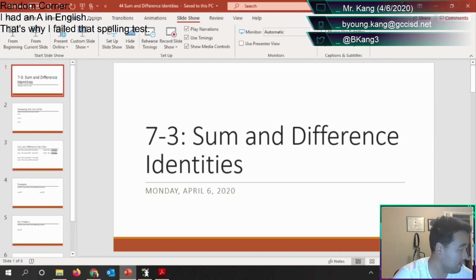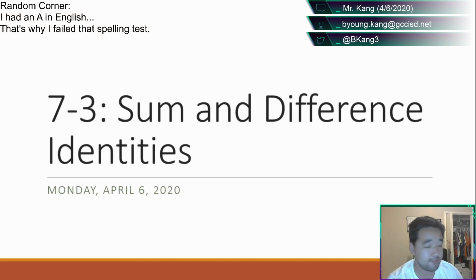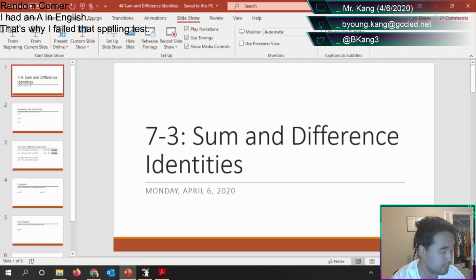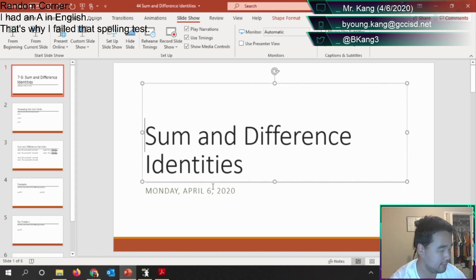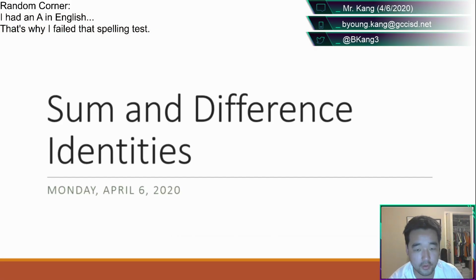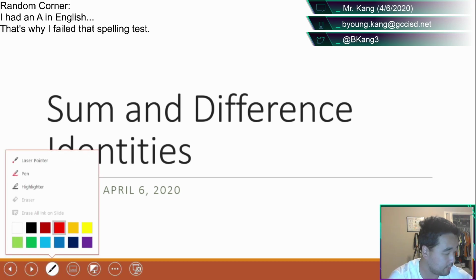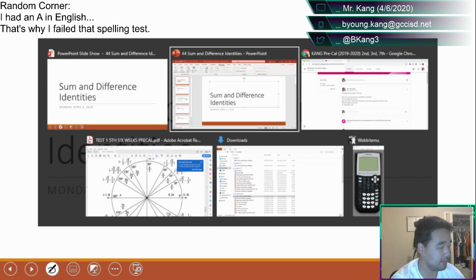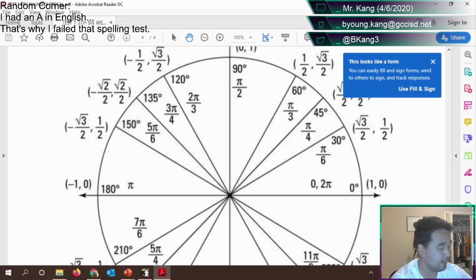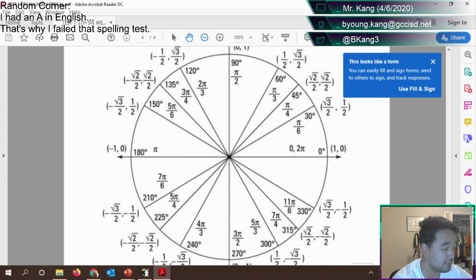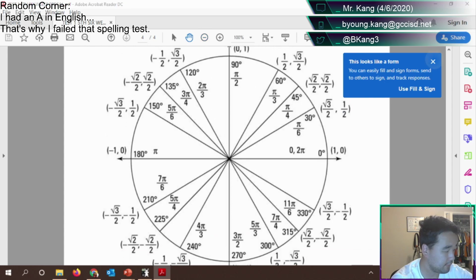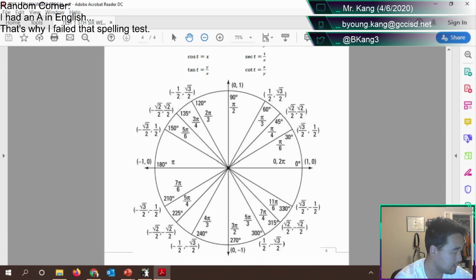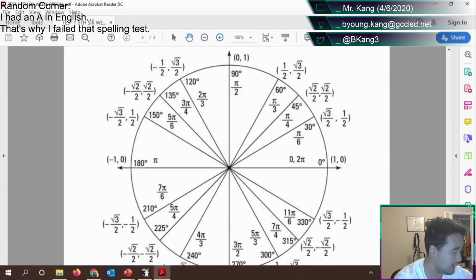Okay, so again, if you had this open, you can ignore this 7-3 thing. So we are going to learn sum and difference identities today. So I'll tell you a little bit about why we use it, how we use it, and it's going to refer to your unit circle a lot. So if you want to pull open a PDF or whatever paper copy you have of your unit circle, that would assist you a lot today. So there's mine.